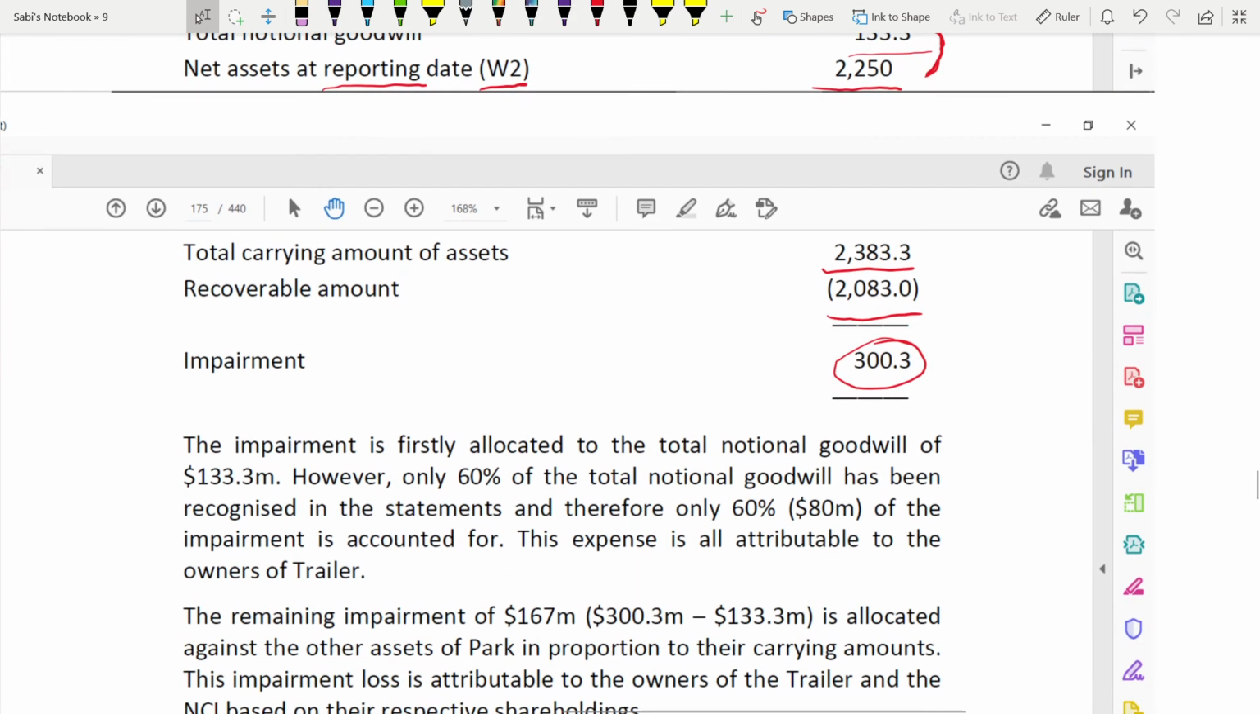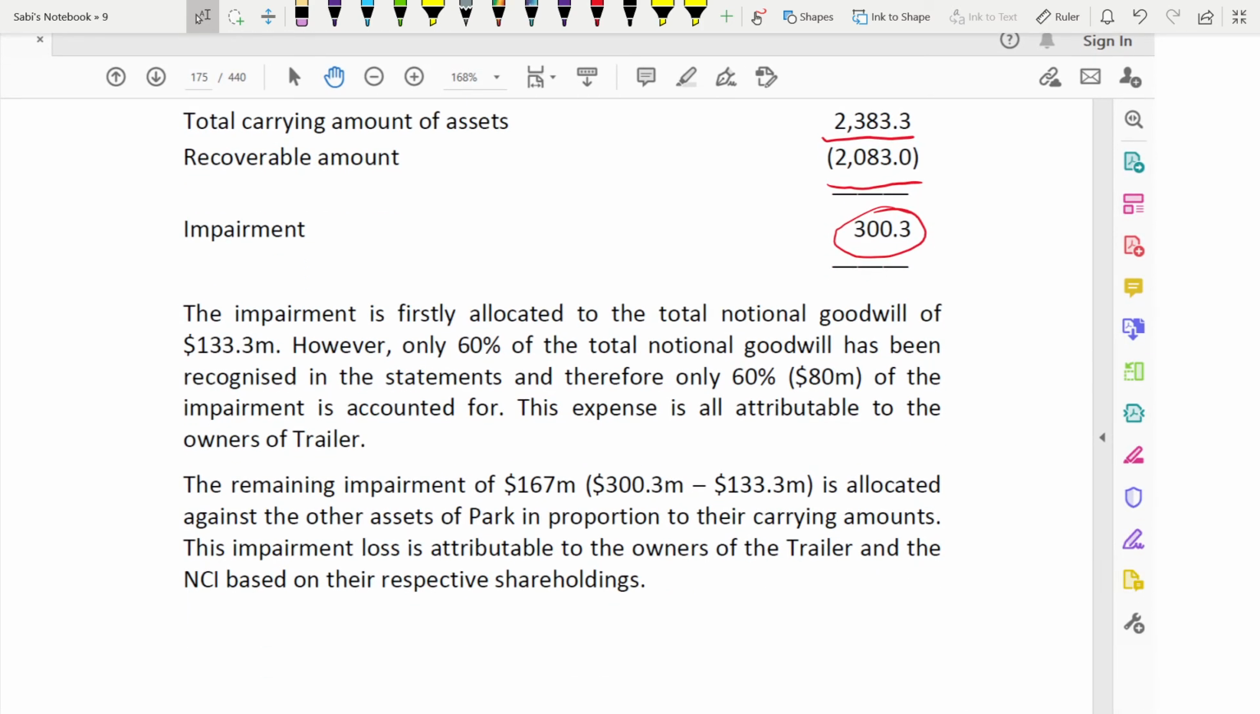Next, it's not enough; you need to write more on it. How much of it will go to whom? How did we get 167? This impairment is firstly allocated to the total notional goodwill of 133.3. When you do impairment, you should know how impairments are allocated. There's a separate standard dealing with impairment, IAS 36. Under IAS 36, impairment is firstly allocated to goodwill.